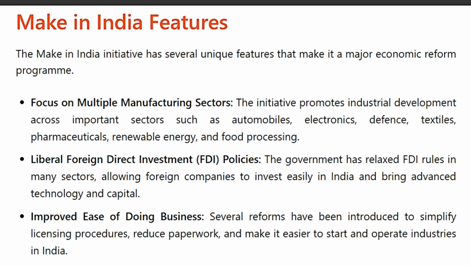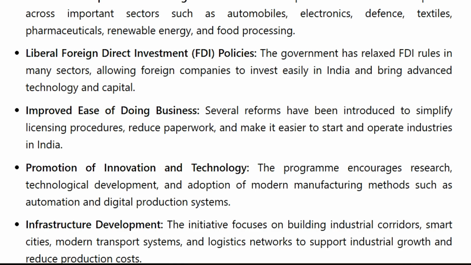Improved ease of doing business: several reforms have been introduced to simplify licensing procedures, reduce paperwork, and make it easier to start and operate industries in India. Promotion of innovation and technology: the program encourages research, technological development, and adoption of modern manufacturing methods such as automation and digital production systems. Infrastructure development: the initiative focuses on building industrial corridors, smart cities, modern transport systems, and logistics networks to support industrial growth and reduce production costs.